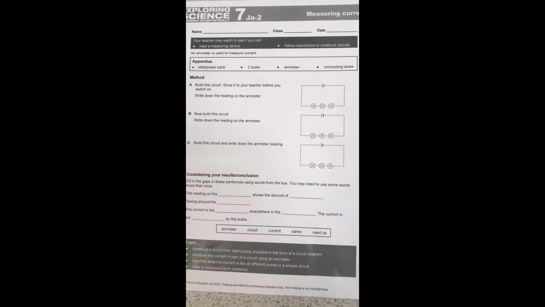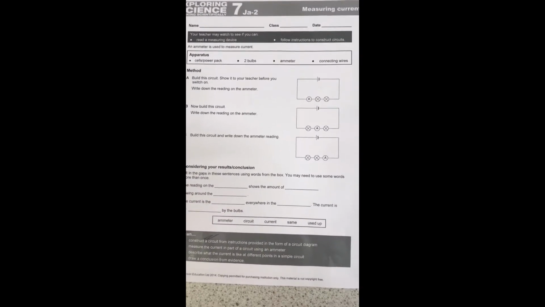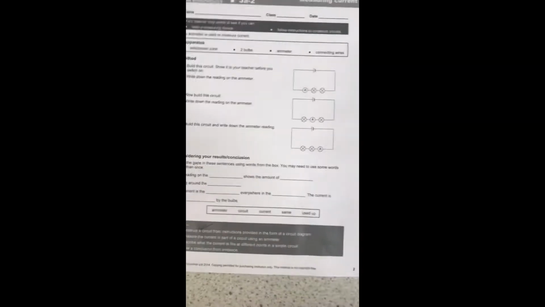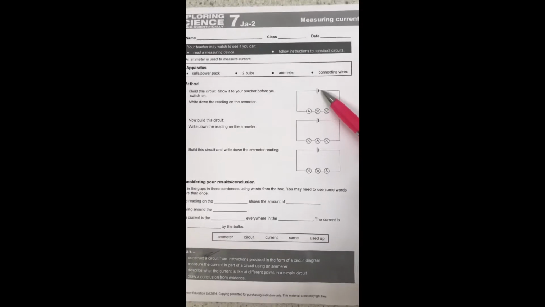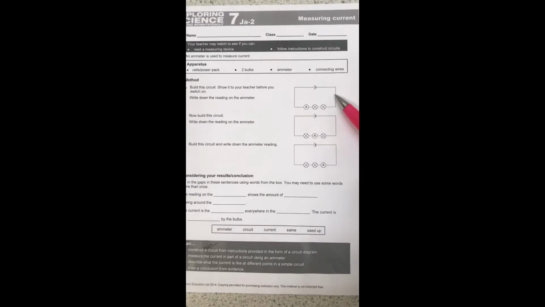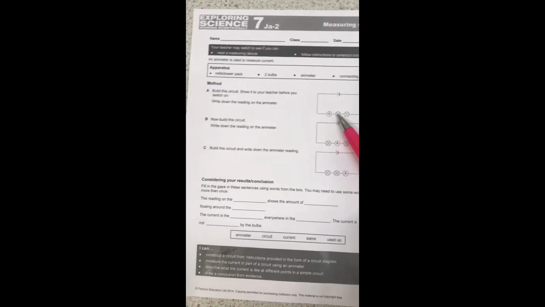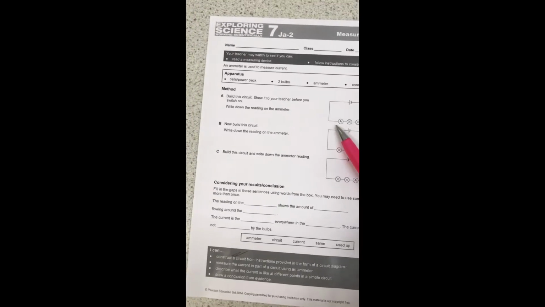Today, we'll be investigating whether or not the current changes in different parts of the circuit. We can see in our circuit diagram, we have a cell, we have two bulbs, then an ammeter.